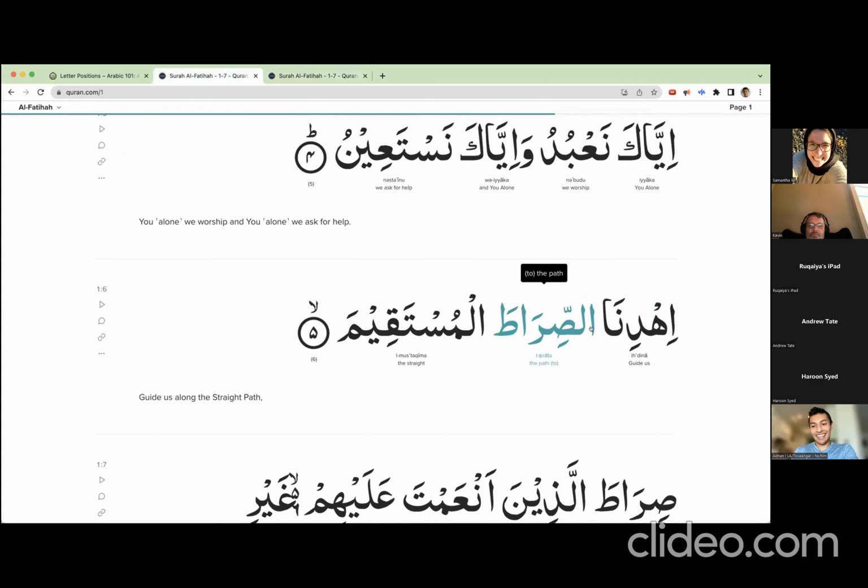Next word, what is this? Aleph, lam, right? Not marked. And then what's this letter? This is a new letter we haven't seen today. It's a sod. Yeah, sod. So it's a velarized S sound. Velarized is like more from the back. Sod is one of those letters that the lam merges into. So instead of al-sirat al-mustaqim, you say as-sirat, as-sirat.